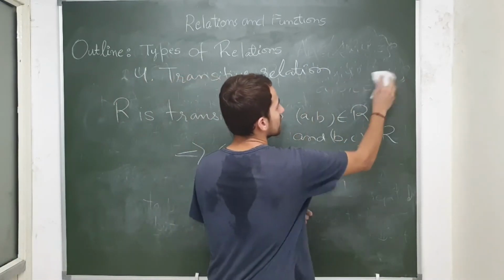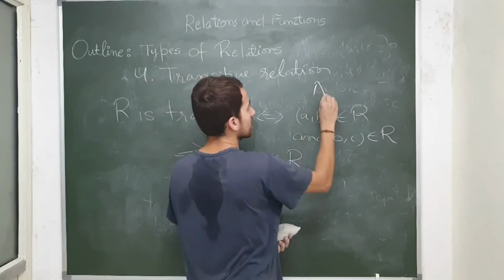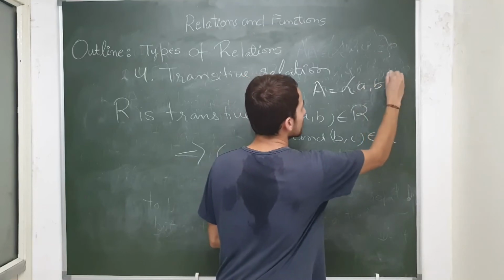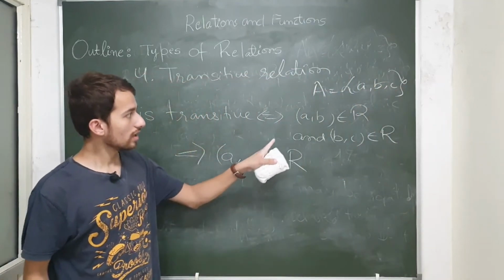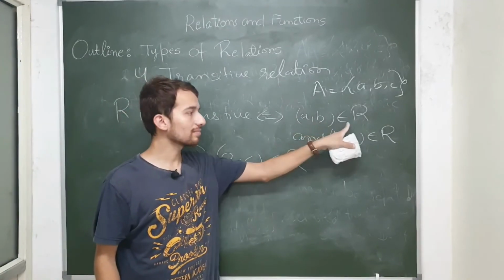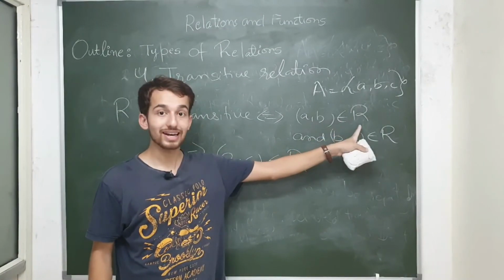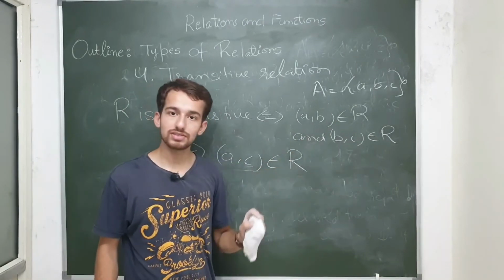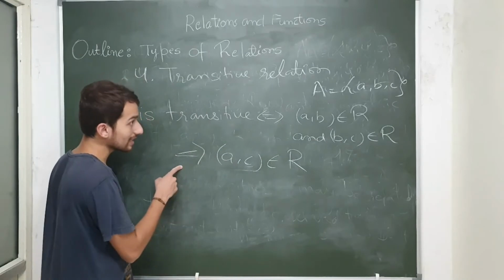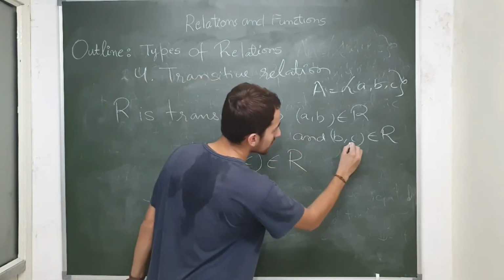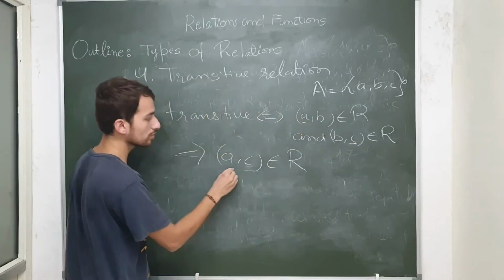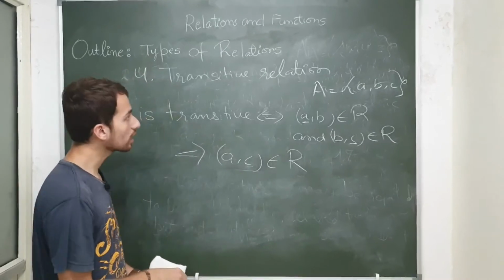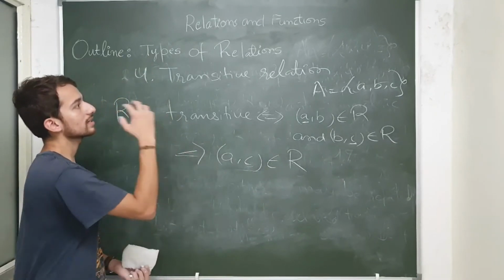Or I can rewrite it like this: if my set A consists of these three elements A, B and C, and my first element A is related to the second element B, because the ordered pair belongs to the relation R, and the element B is related with C, then the first A should also be related with the last one, C. That is, this ordered pair should also belong to the relation R in order for R to be called a transitive relation.